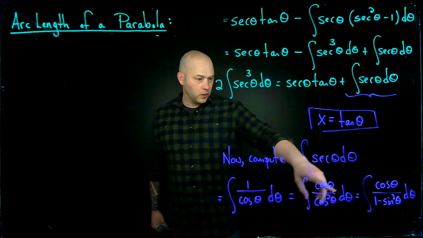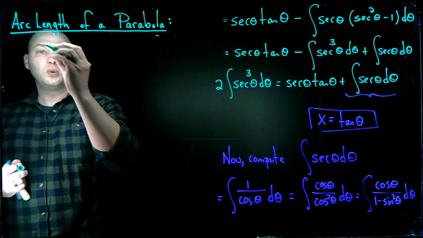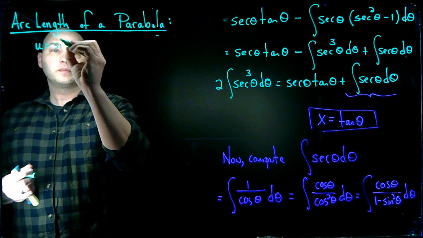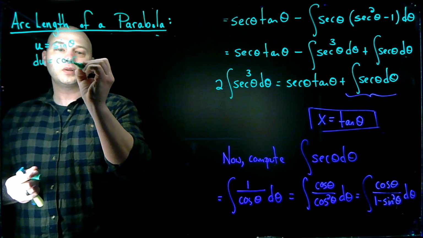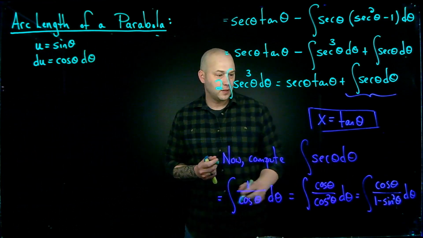Well, let's see. It looks like I can use a u substitution there. So I get u is equal to sine of theta. Then du is equal to the cosine of theta d theta. All right, I go ahead and plug that into that integral.